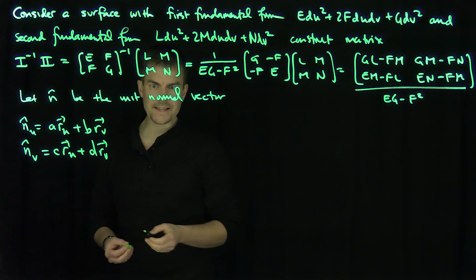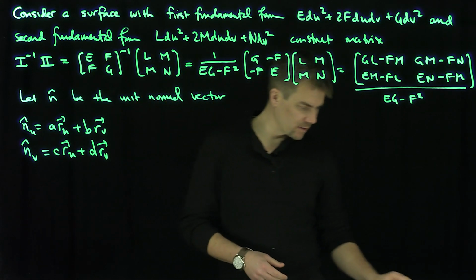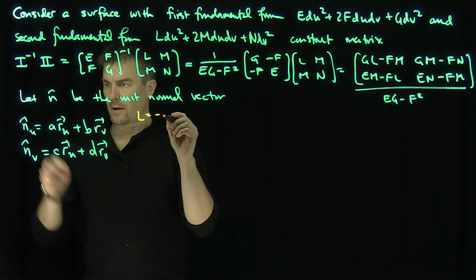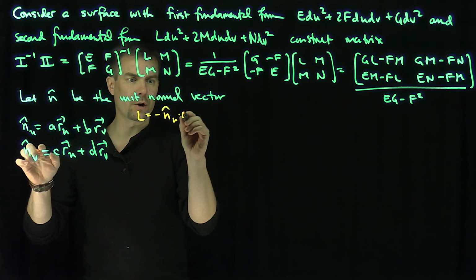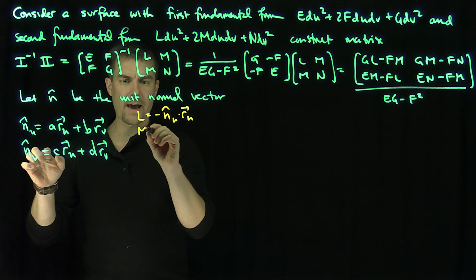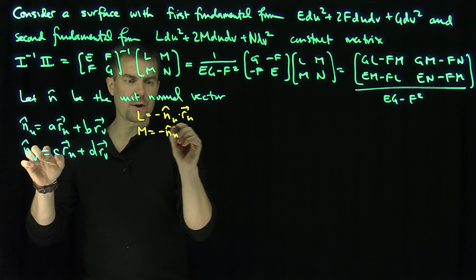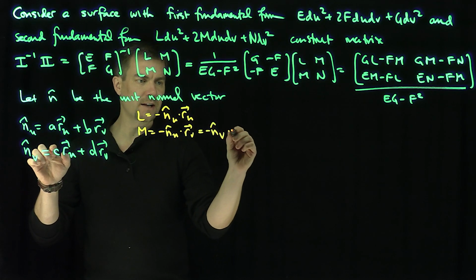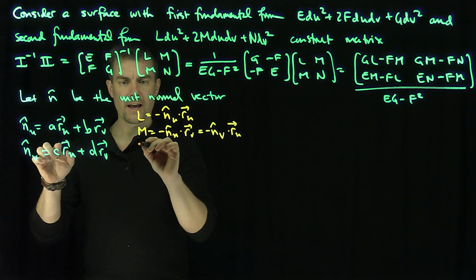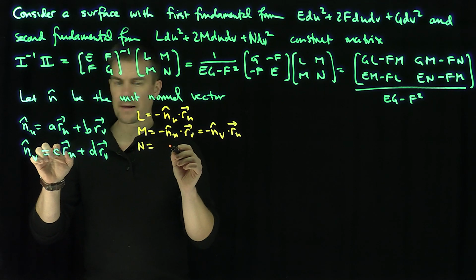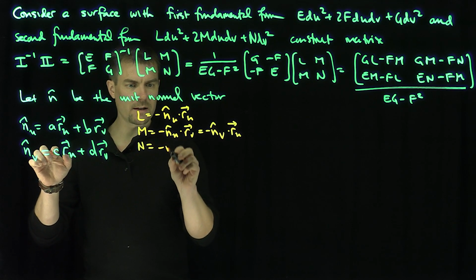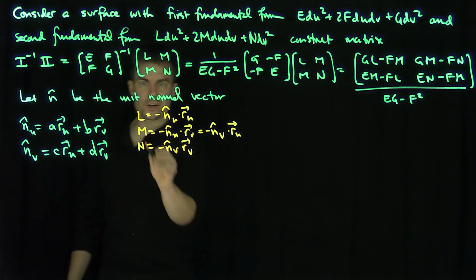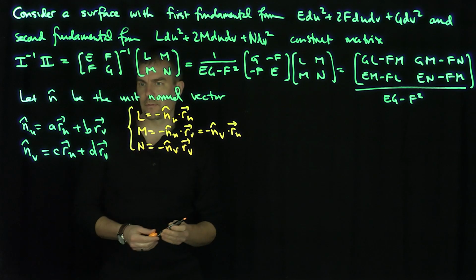Okay. Now we also know properties of the second fundamental form. I know, for example, that L is equal to negative of n hat u dot Ru. I know that M is negative n hat u dot Rv, which is also negative n hat v dot Ru. And finally, N I know to be negative n hat v dot Rv. Okay? So I'm going to use these relationships over here to find some equations I can solve, right?